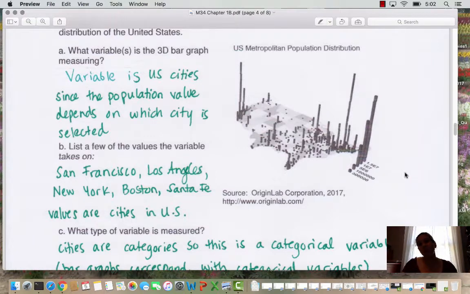If you're not sure what the variable is, think about what's the very first thing that would be reported or recorded in a survey like this. Some of the values the variable might take on are these different cities. San Francisco over here would be a value. Los Angeles, I'm assuming the big spike on the West Coast is Los Angeles. New York, the big spike on the East Coast. Boston, Santa Fe down here. These are all values that the variable cities in the U.S. could take on.